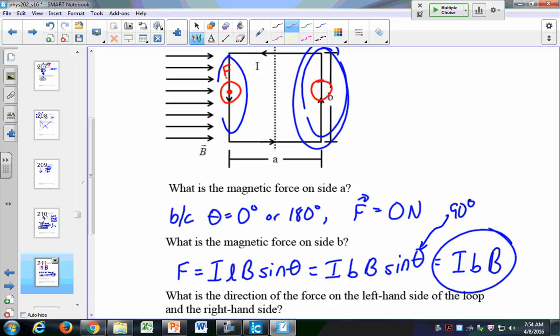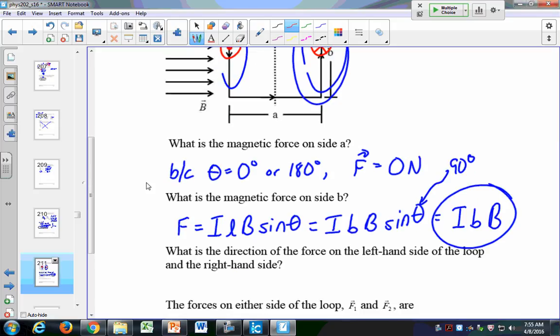Out of the page, into the page. So what I have here is these two forces that are pulling on this loop that will actually create a torque on that loop and cause it to spin. On the left-hand side, it's going to be into the page. On the right-hand side, it's going to be out of the page.